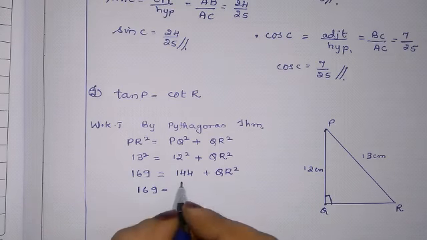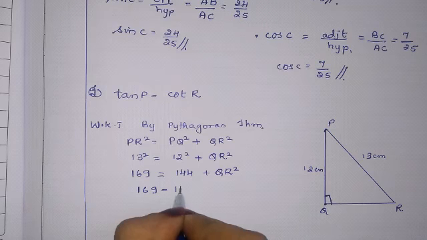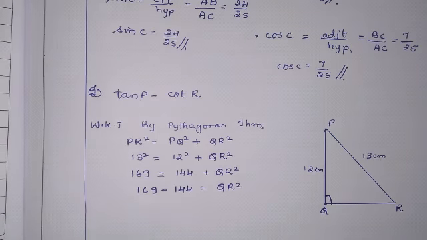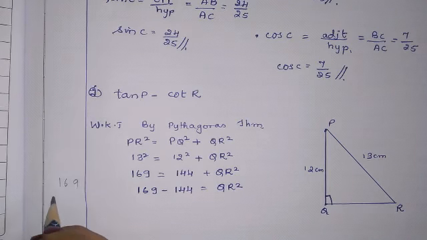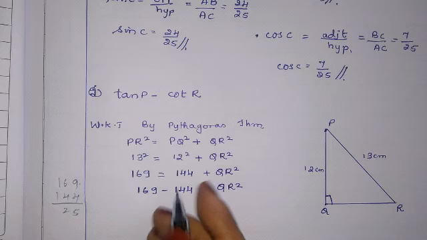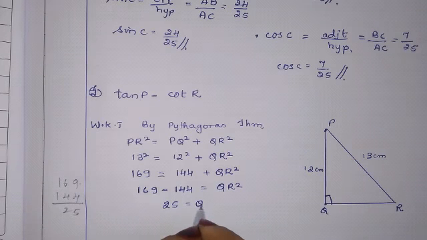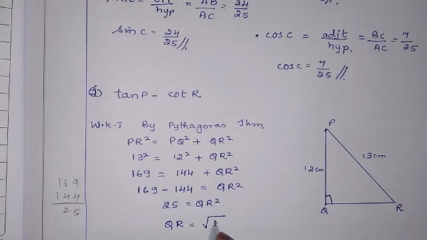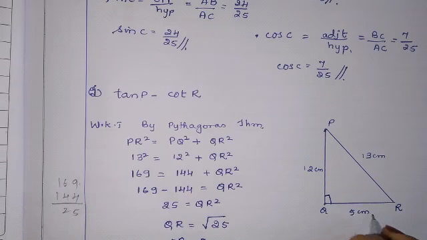169 minus 144, I will bring it here, it will become minus, is equal to QR square. 169 minus 144 is 25, so 25 is equal to QR square. Square will become root if we take that side. So root 25, QR is equal to 5. So we got this side as 5 centimeter.